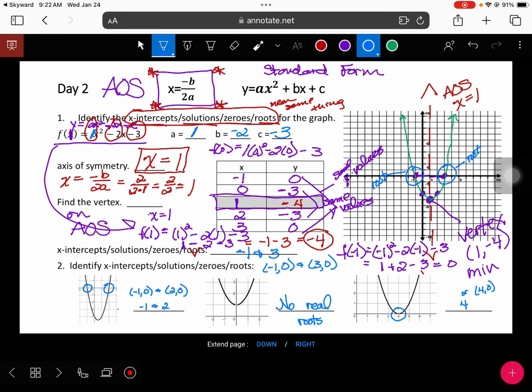Oh, we didn't write that in. Vertex should be 1, -4. The vertex for number 1, looks like I boxed it, but I didn't write it here. Should have been 1, -4.